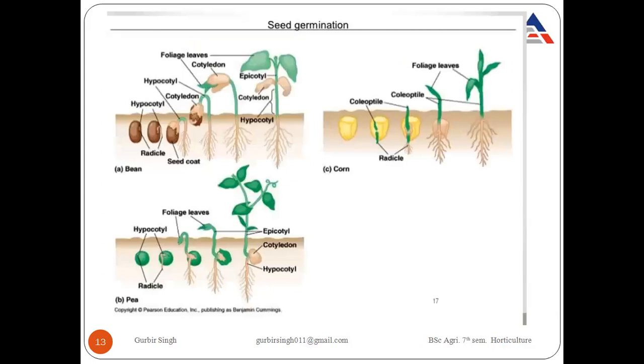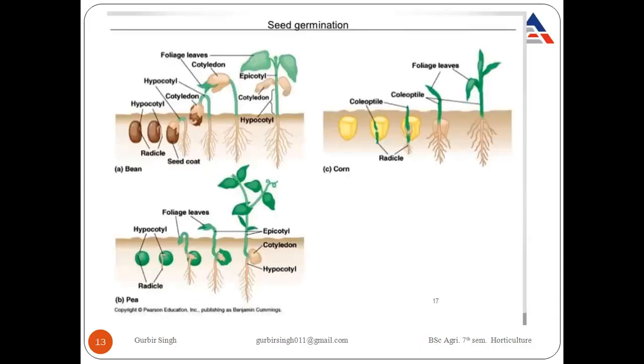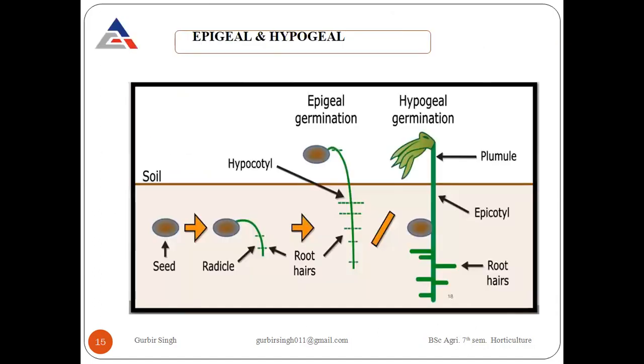Next is types of germination. First one is epigeal, as shown in the figure. The hypocotyl elongates and raises the cotyledon above the ground surface. It is known as epigeal germination, as shown in the figure.